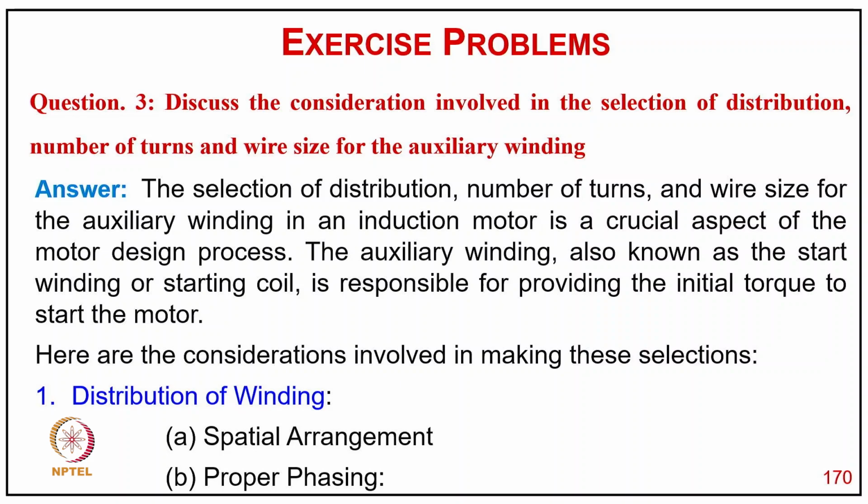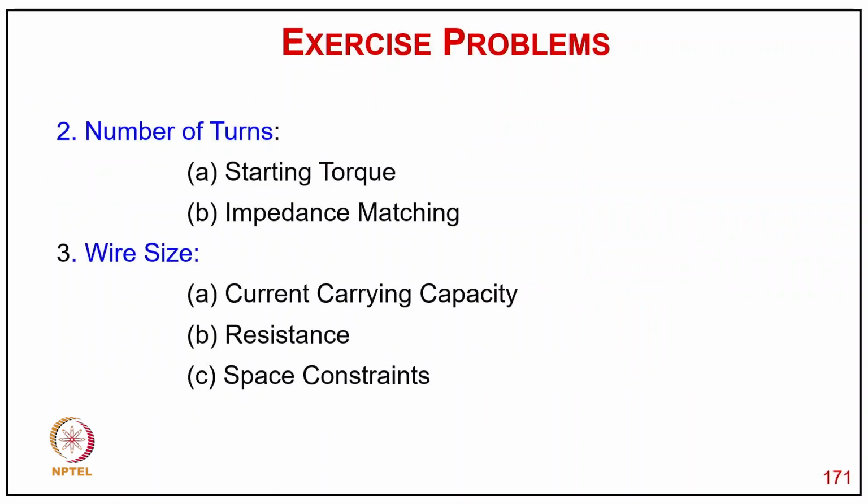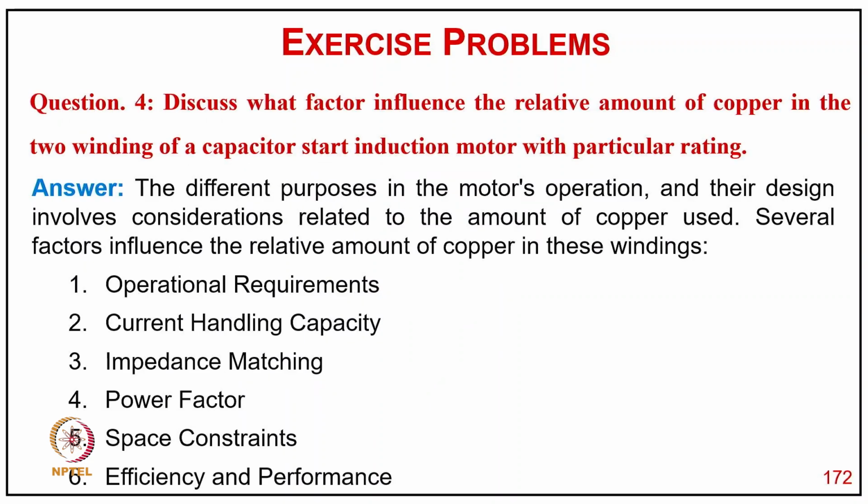Here are the considerations involved in making these selections. First is the distribution of winding, like special distribution or proper phasing. Second is the number of turns, like starting torque and impedance matching. And third is the wire size, current carrying capacity, resistance, and space constraints.